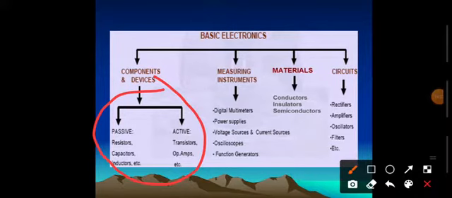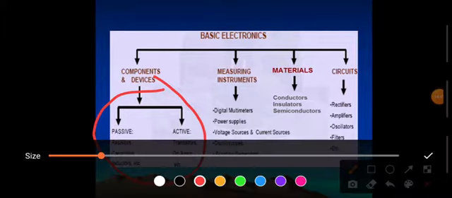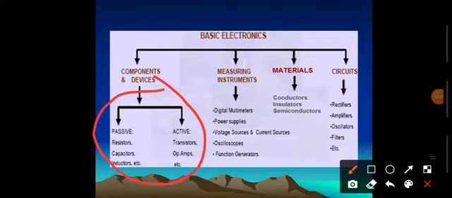Okay, the other category is active: diodes, transistors, operational amplifiers, FET, MOSFET, SCR, diac, triac. All these semiconductor devices are called active components. Why? Because they are able to reshape, they are able to modify, they are able to process the signals. That's why they are called active components. Okay, so this we are going to discuss later on in detail.